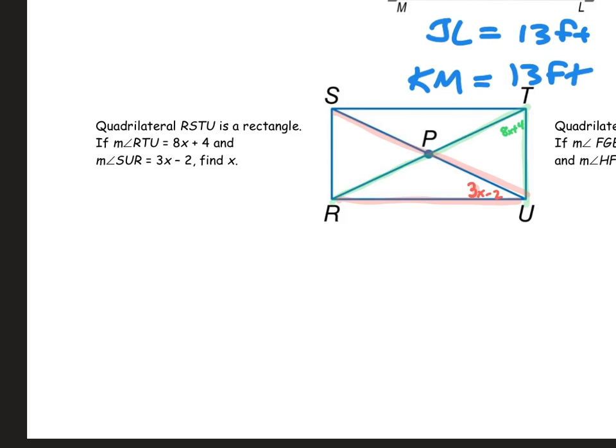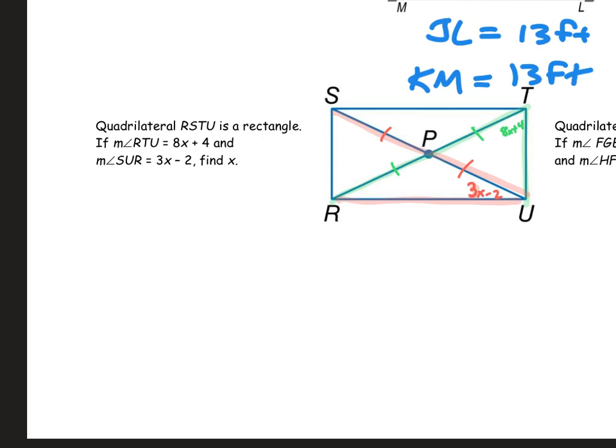I don't have the whole angle. I can't set this triangle equal to 180 degrees because there's a couple angles that I do not know. But let's go back to our diagonals. Know that RT and SU, the diagonals, are congruent. And because it's a parallelogram, the diagonals bisect each other. So because they're congruent and they cut each other in half, this is what I get. I get two isosceles triangles.